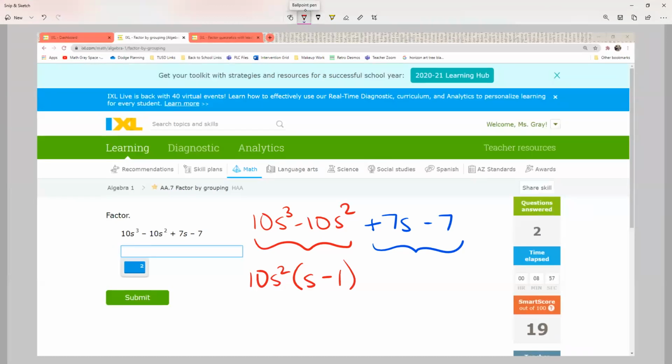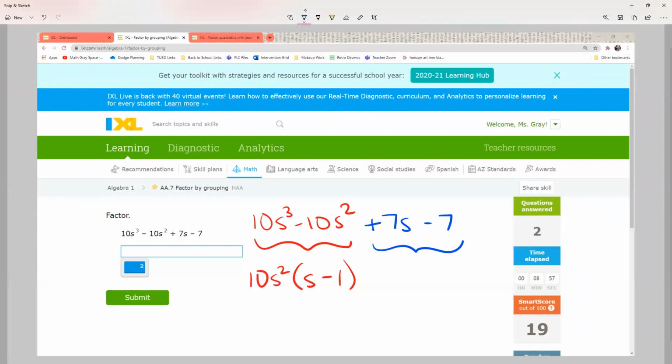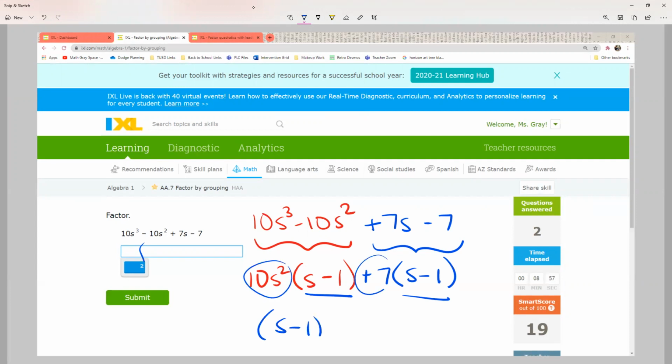Again, another time where IXL just keeps repeating the same type of setup, which I wish they would vary a little. Here I have positive 7. So this time I have a positive in front of my second group, so I don't have to worry about making this negative. So it's going to be positive 7, and that's going to leave behind s minus 1. And then once I rearrange all this, my answer is this s minus 1 as one group, and then 10s squared plus 7 as my second.